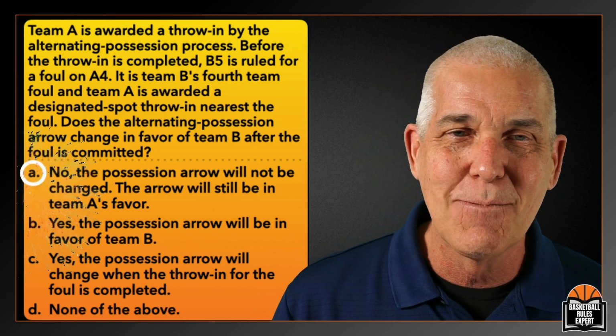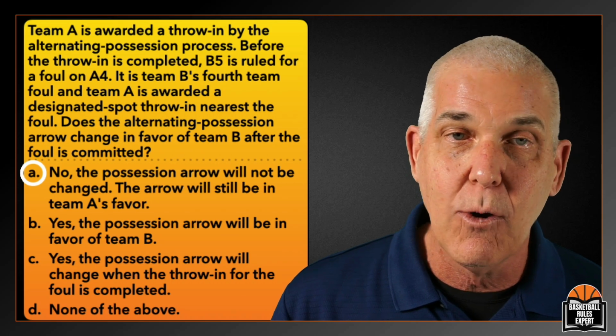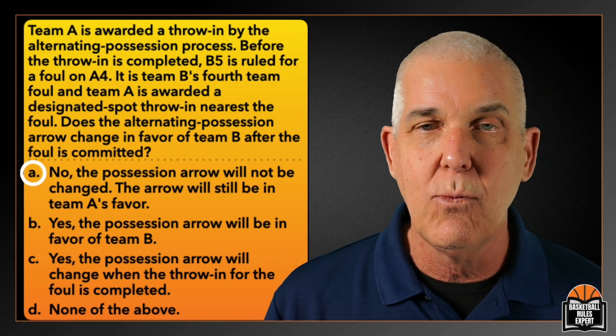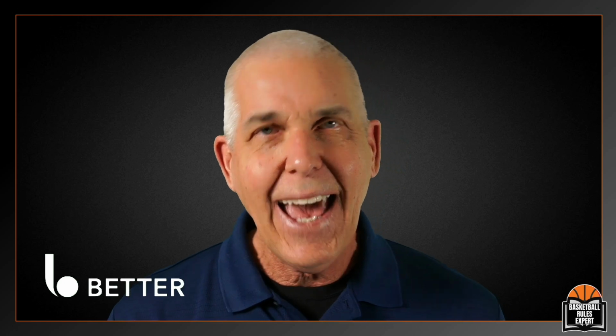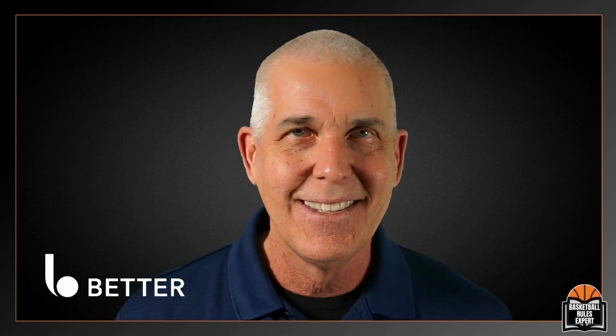But our correct answer on this play is A. No, the possession arrow will not be changed. The arrow will still be in Team A's favor. That's straightforward. We like straightforward. And this is not a common scenario, but it's important to know as basketball officials so that we can adjudicate plays properly, take the rules with us onto the basketball court, and be experts at the rules.